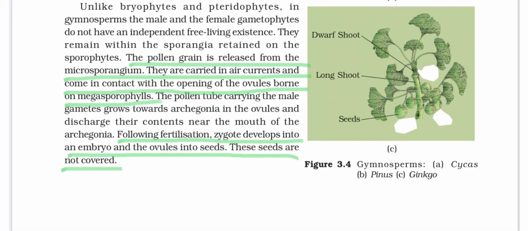The pollen tube then carrying the male gametes grows. That means it grows and reaches the ovule and discharges its content there near the opening or mouth, and then it is followed by fertilization, then zygote development, then embryo development, and lastly the ovules are converted into seeds. And as I have said to you earlier, the seeds are not covered by any ovary wall, but they are naked. This is the main identification of gymnospermic plants.